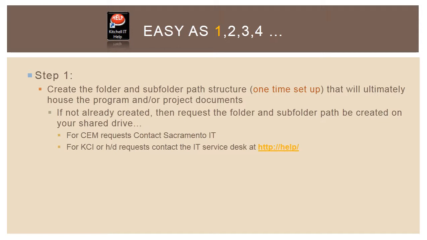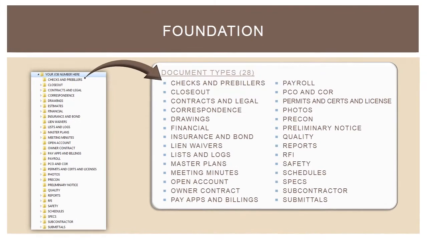Step 1 is to create the folder and subfolder structure that will ultimately house your program and project documents. This should be a one-time setup. For CEM, please contact Sacramento IT Department. For all other companies, please submit your request through the IT Help Desk. The foundation of this structure lies in the document types. This is a representation of the document types your files will be categorized to. All documents must fall into these categories. The document types cannot be changed or altered.